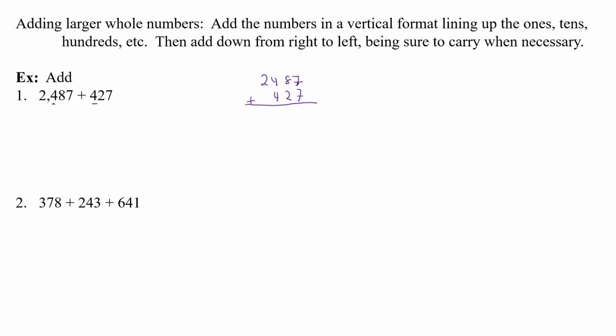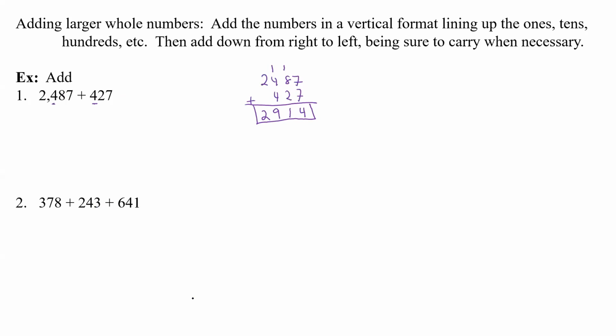Now I'm going to start on the right side and add 7 plus 7 is 14. I just write the 1s part down, which is a 4, and I carry the 10s part up here. Now I take 8 plus 2 is 10, plus that 1 is 11. So I write the 1s part here, and I carry the other part over here. Then I have 4 plus 4 is 8, plus 1 is 9. Nothing to carry here. And then 2 plus 0 is 2. And so my solution is 2,914, adding 2,487 to 427.